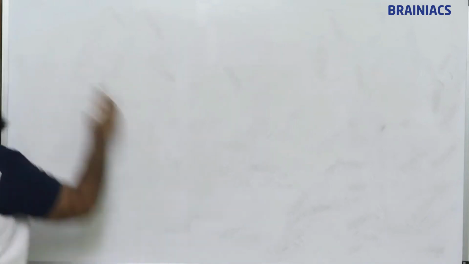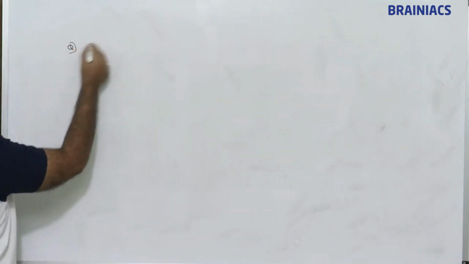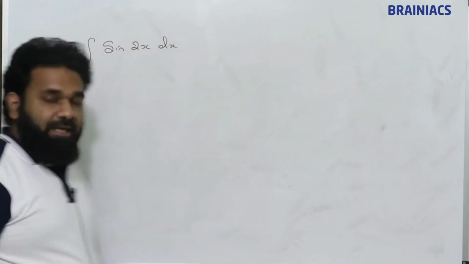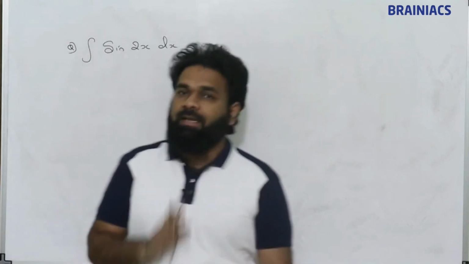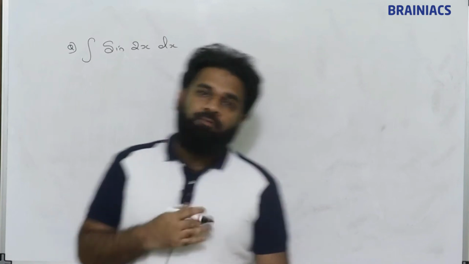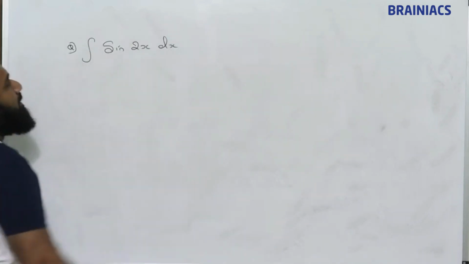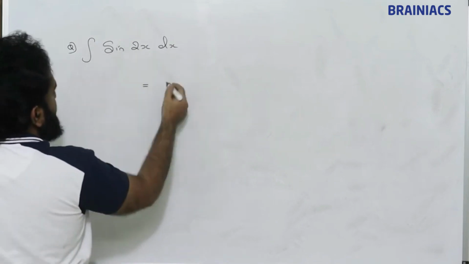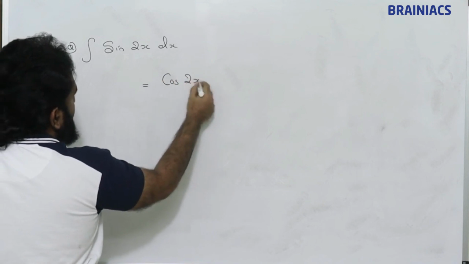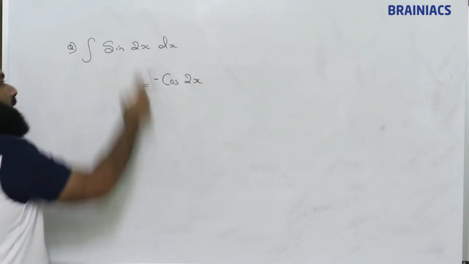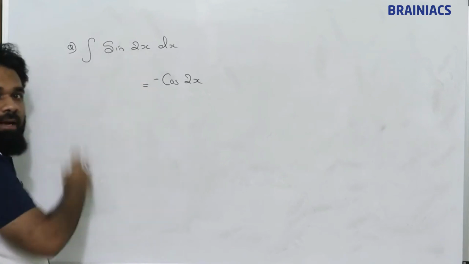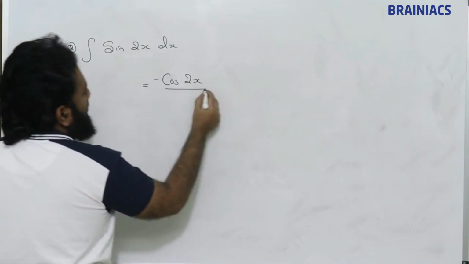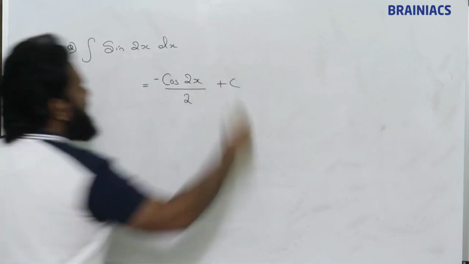Okay, see, then suppose if we get a function like this, integration of sine 2x dx. We know how to integrate sine x, that is nothing but minus cos x. If we get a function where this x is multiplied with some number, what we need to do is just integrate this. So we will get minus cos 2x. Then differentiate this inside term and divide by that. So if we differentiate 2x, what we'll get? We'll get 2. Just divide by 2 and plus c.